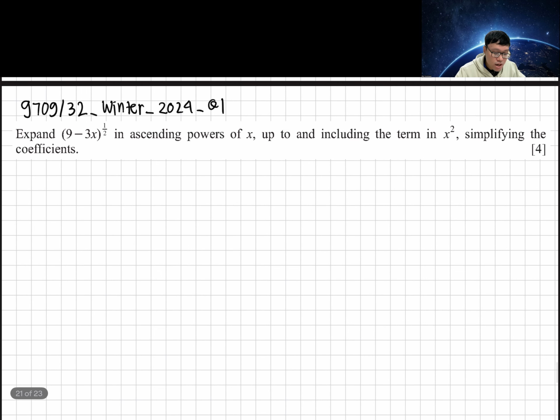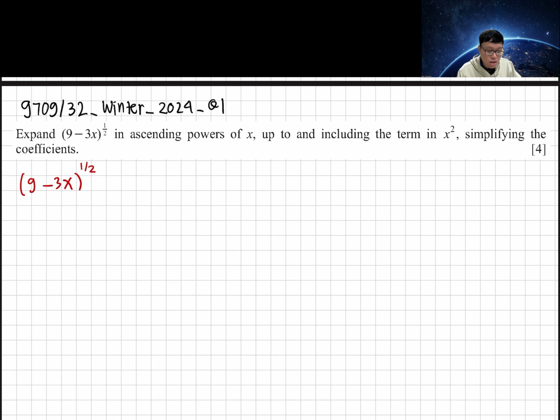In the third question, we are asked to expand (9 minus 3x) exponent half in ascending powers of x up to and including the term in x squared, simplifying the coefficient. As you can see here, this is 9, not 1. Remember that the formula that we have, (1 + x) exponent n, only works if the first term is 1, not 9. So we need to do a little bit of modification in our expression here.